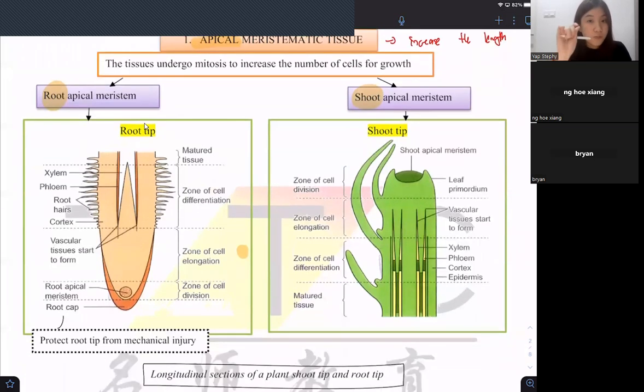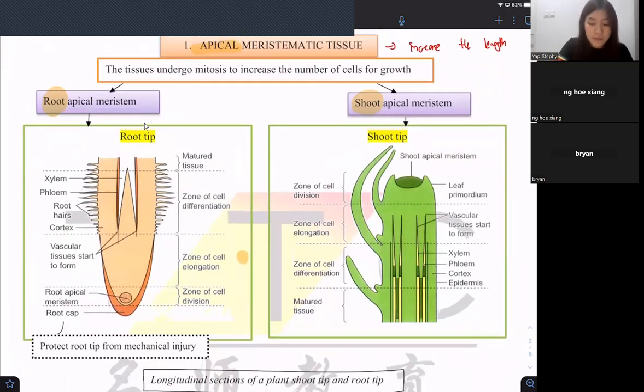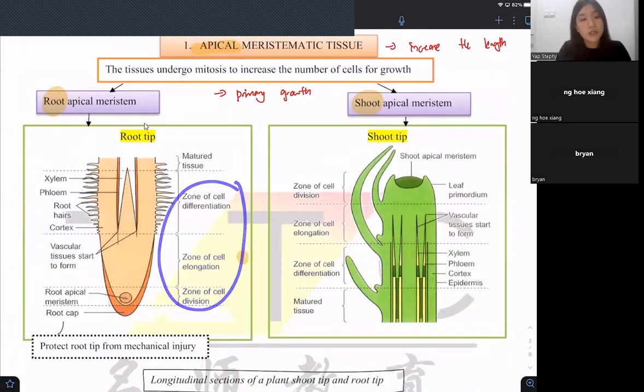Okay, so we do a small revision here. Later we'll learn about the process. I believe that you still remember, the apical meristematic tissue is involved in the primary growth. So what is the meaning of primary growth? Primary growth means these 3 growth zones. Inside the root tip and the shoot tip, you have these 3 growth zones.